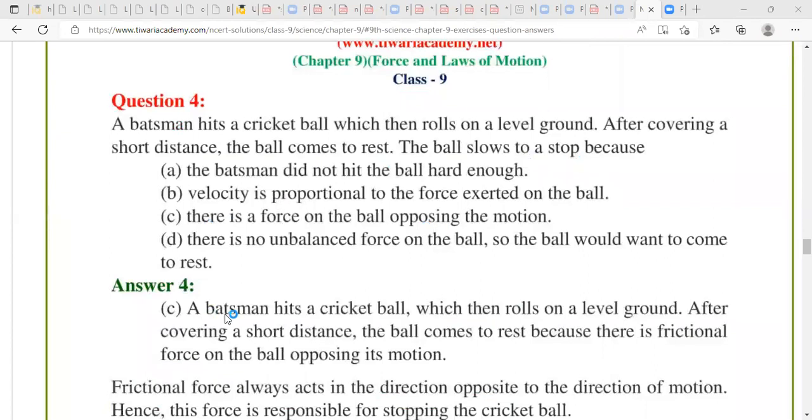The reason is: a batsman hits a cricket ball when they roll on the level of ground. After covering a shorter distance, the ball comes to rest because there is a frictional force on the ball opposing its motion. Okay, so you will be writing this. You will be just writing this. See, there is a fall. This. Okay, no need to write everything.